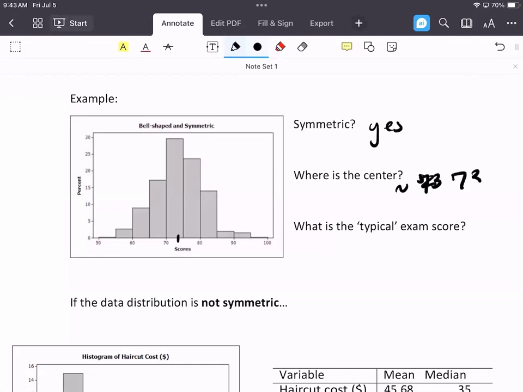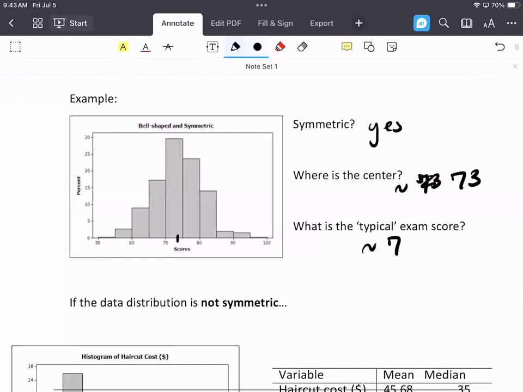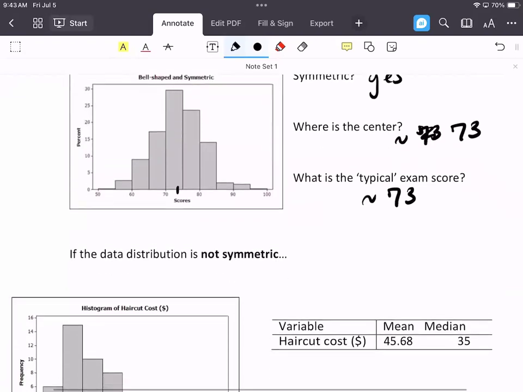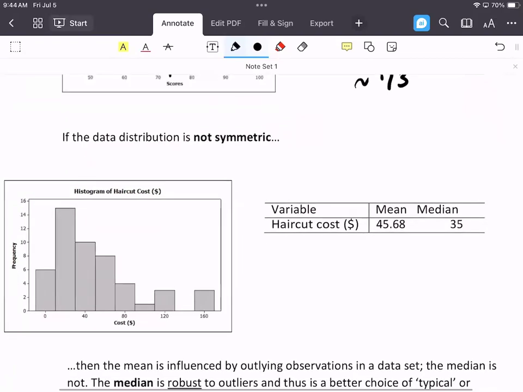Let me make that a little bit clearer. So what's a typical exam score? A typical exam score would be about 73. Okay, cool. On the other hand, let's look at a different example.